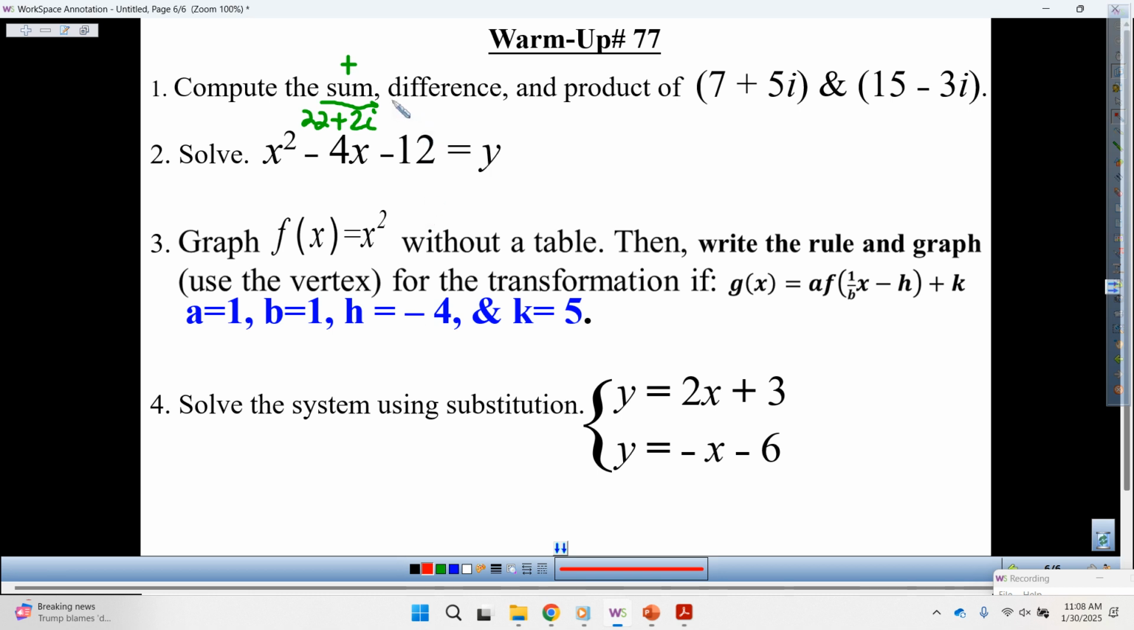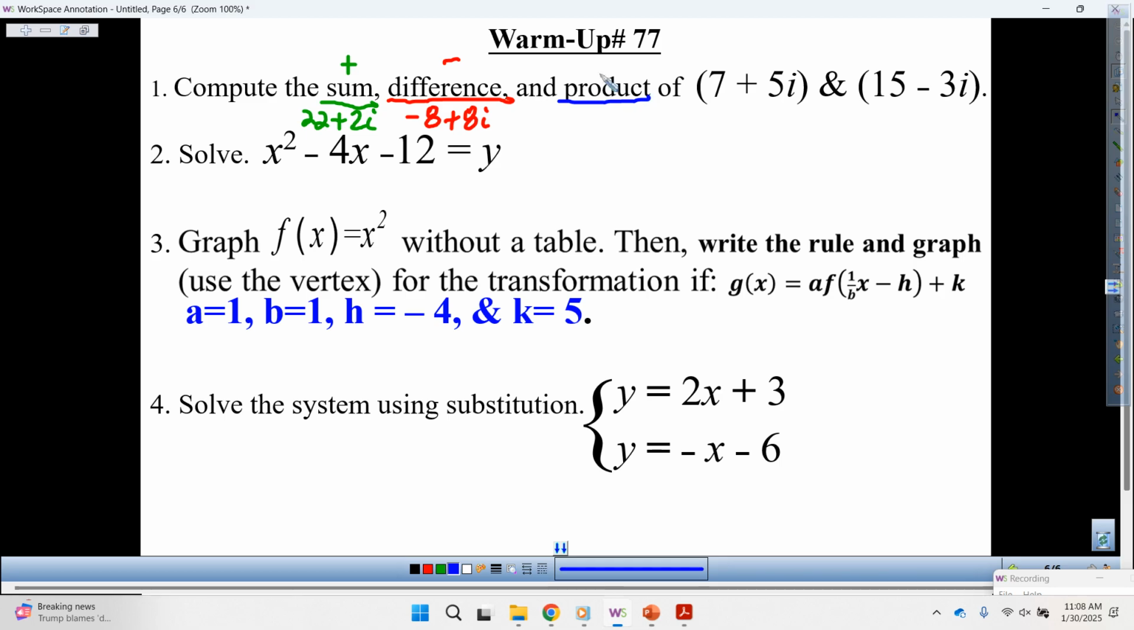What'd you get for the difference? Caitlin. -8 plus 8i. That is correct. Hands, have you got that? Let's go to the product.